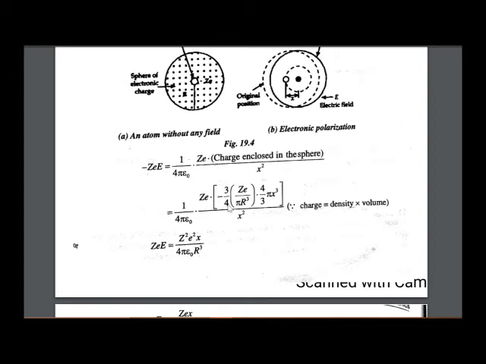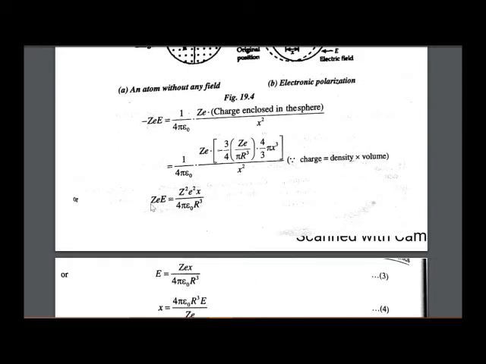So substituting, we get 1 by 4 pi epsilon naught into Ze in the numerator. Substitute for the charge enclosed from the previous step, minus 3 by 4 Ze divided by pi r cube into 4 by 3 pi x cube. That is the new volume of the sphere of negative charge, because charge is density into volume. So this term is the charge density, into the volume of that small sphere, divided by x square. So next simplification step. On the left hand side you have a negative sign, on the right hand side also you have a negative sign.